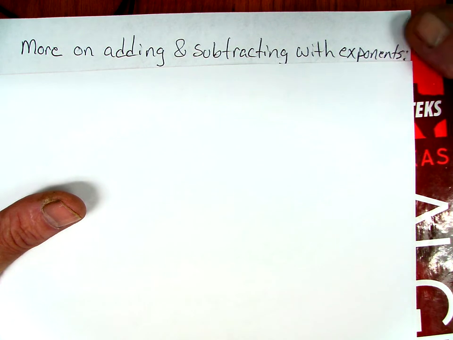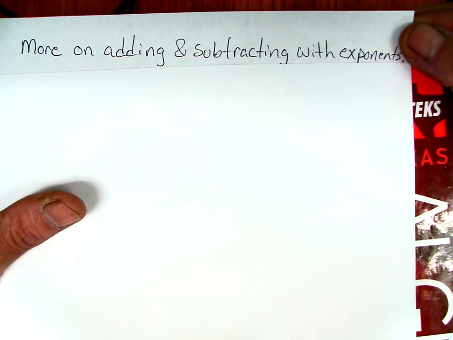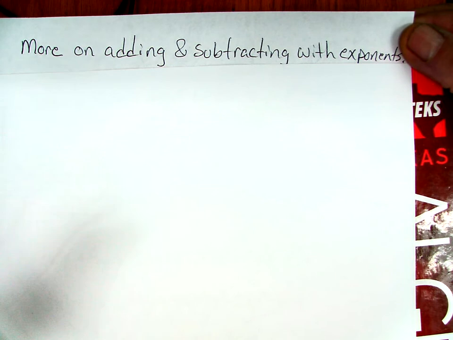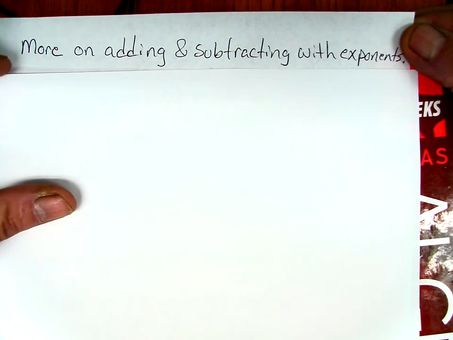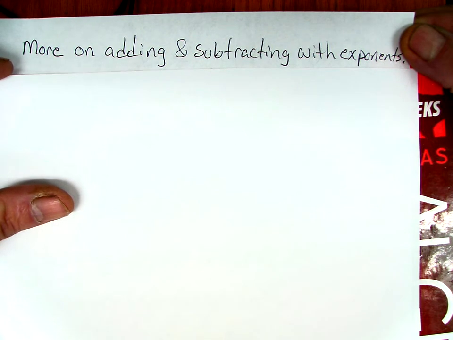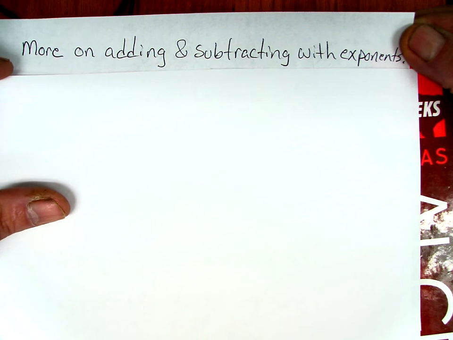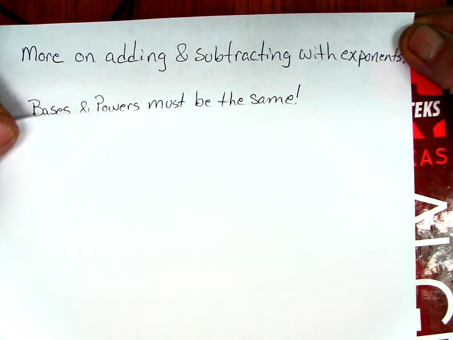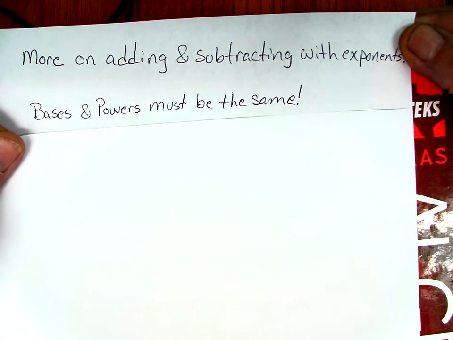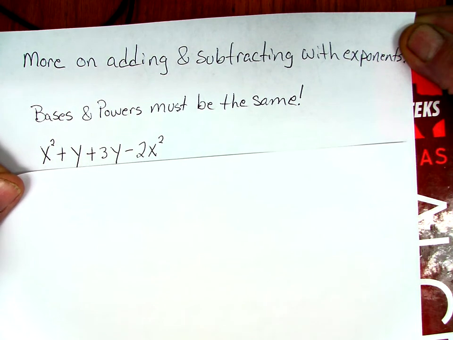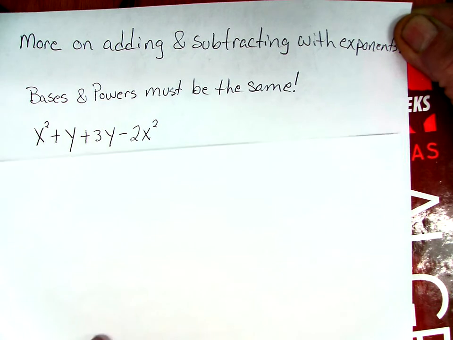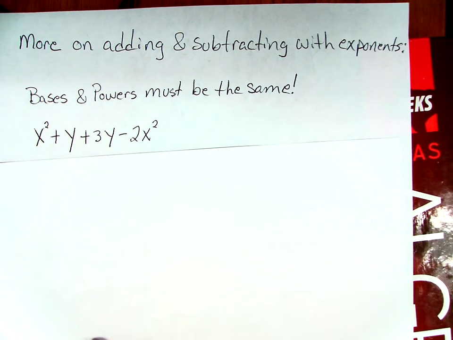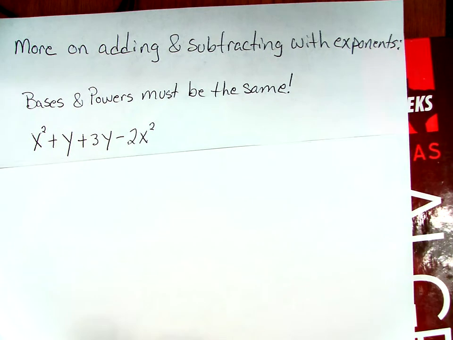Also, when adding and subtracting with exponents, the exponents will never increase or decrease in value. So if you start out with x squared, you'll end up with x squared, whether you add or subtract. Bases and powers must be the same. So here's an expression. x squared plus y plus 3y minus 2x squared.